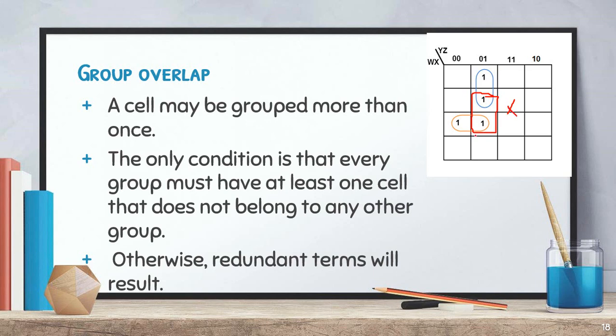Because in the red group, whatever third group I have made, both of these belong to other groups. So this group doesn't have a unique one, so this group is wrong. To make sure, when you are overlapping something, one cell should be unique, one that does not belong to any other group.